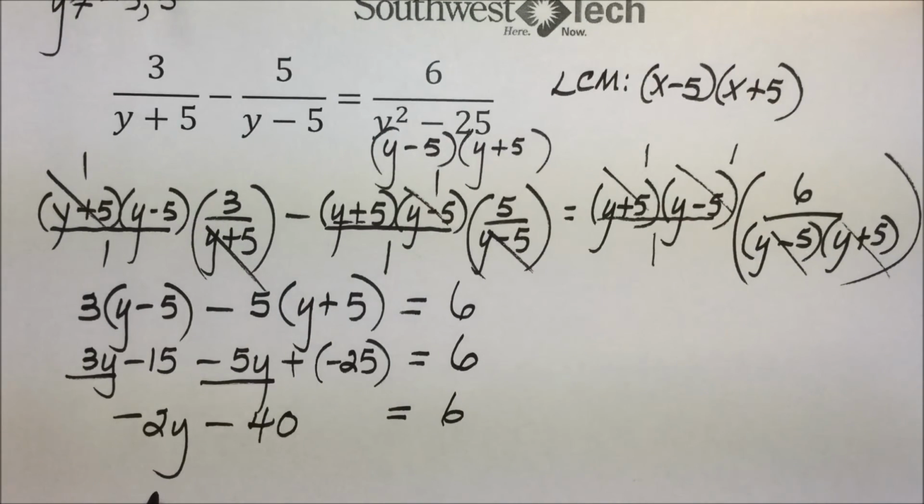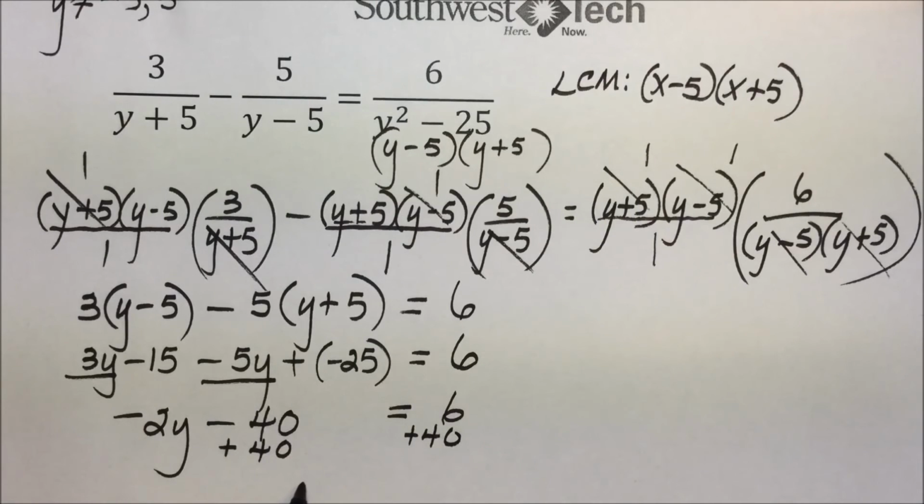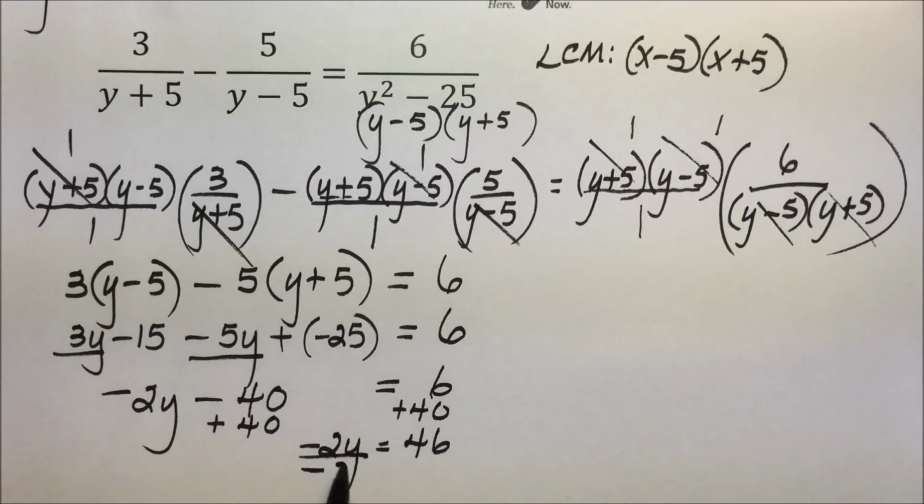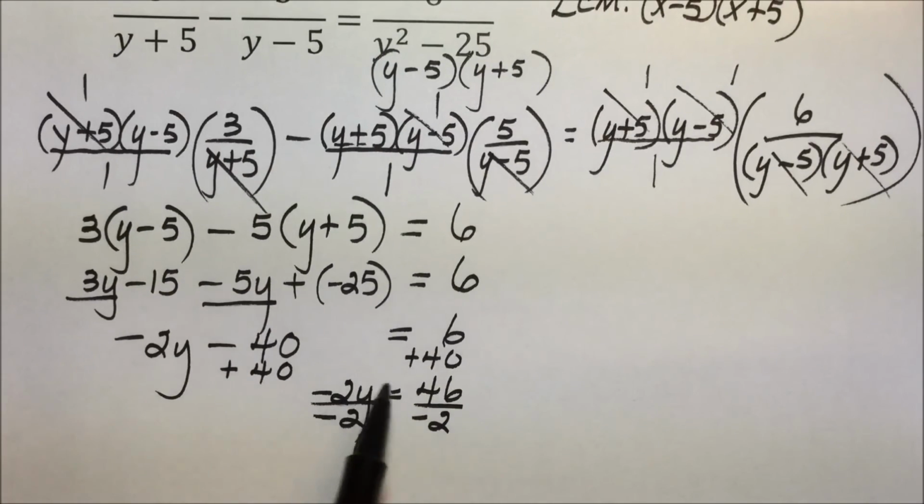Solving for the variable, we'll add a 40 to both sides, leaving a negative 2y is equal to 46, and divide both sides by negative 2. Will leave us with a positive y. Positive divided by a negative is negative, and 46 divided by 2 is negative 23.